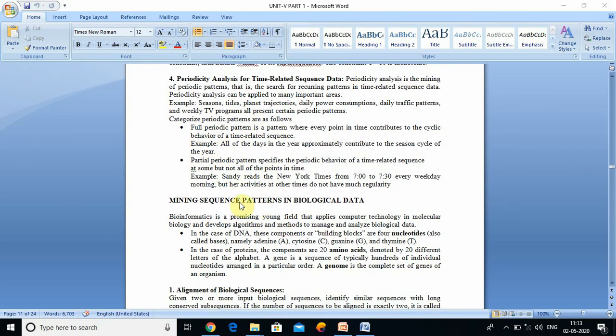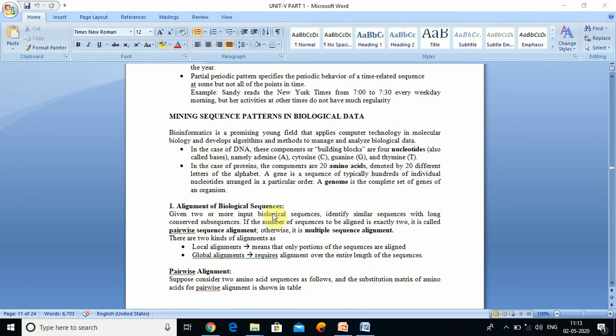Yes, next, mining sequence patterns in biological data. This is another concept, mining sequence patterns in biological data.